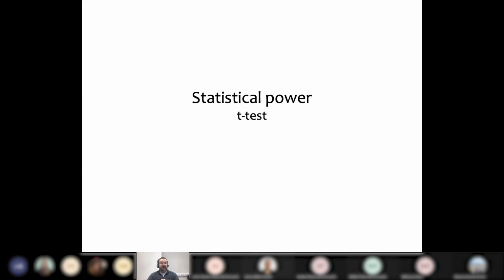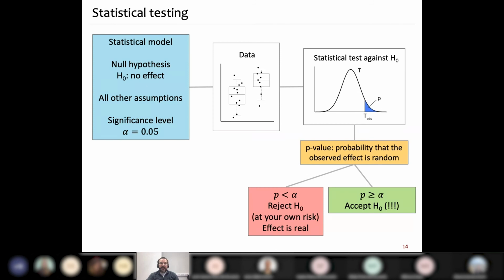Now we know what the statistical significance is. We've learned it already. And now we also know what the effect size is. So let's get going with statistical power. You have seen this slide many times before. This is how statistical testing goes on. You start with a certain model, the null hypothesis that there is no effect, collect your data, perform a test, find a p-value. If the p-value is less than a significance limit assumed before, then you reject H0 at your own risk and you claim that the effect is real. When p is greater than alpha, you accept H0.